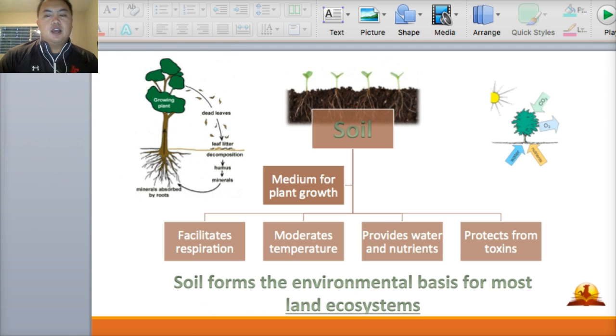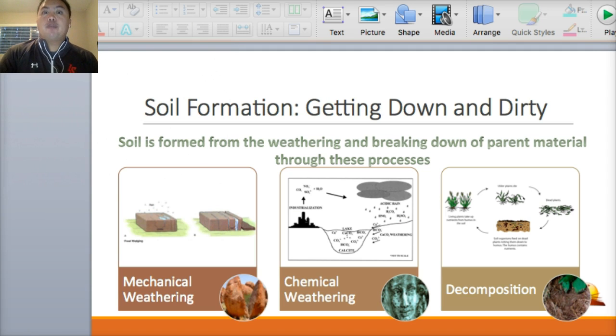So let's look at soil formation, like how is soil formed? Soil is formed by the weathering and breaking down of parent material through these processes. You may have heard of parent material as underlying rock or mineral. So way at the beginning of time, everything was kind of like a rock or a big mineral substrate, and just over years it gets broken down and broken down and broken down, and we get soil.